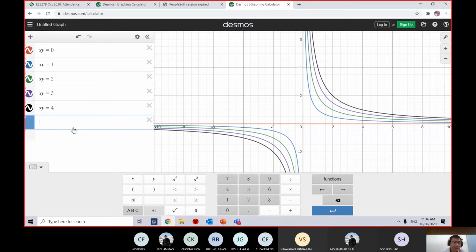Okay, let's stop at xy = -4. What happened to the quadrant on the left and on the bottom right? Let's try the negative value. What happens if we input a negative value?